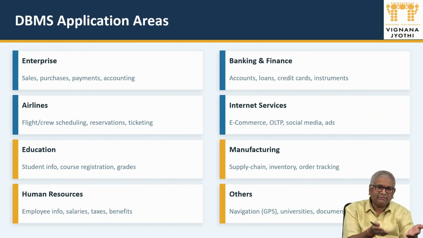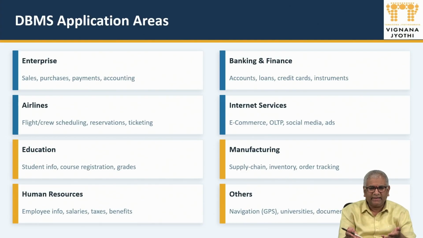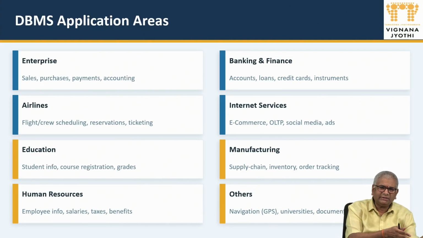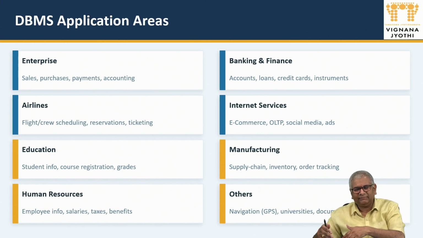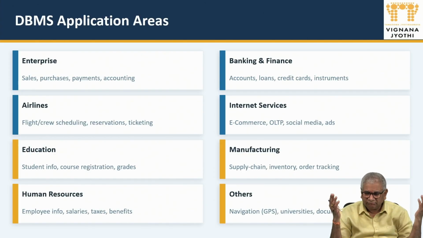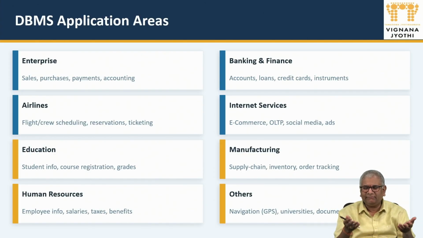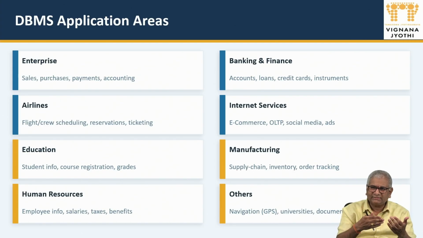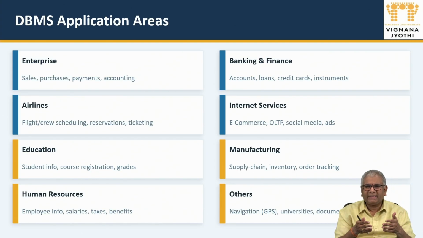Education, like we talked about: students, course registration, grades, all this comes under the education field. Human resources: employee info, salaries, taxes, benefits, addresses, all this comes under human resources. Banking and finance: accounts, loans, credit cards, instruments. I mean, everything is data, right? Every fact is data. How much credit he has, what his credit score is, all this comes under banking and finance, and they do need databases.